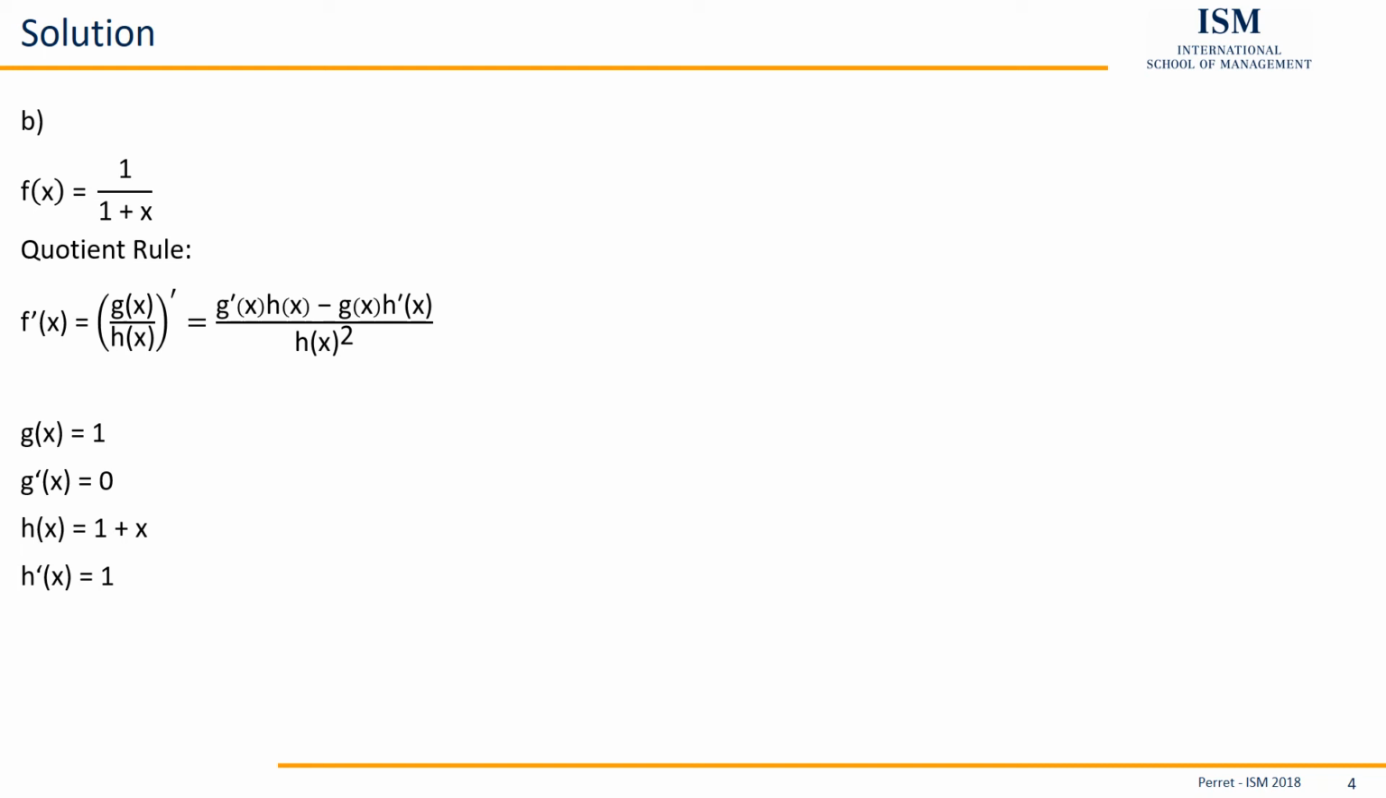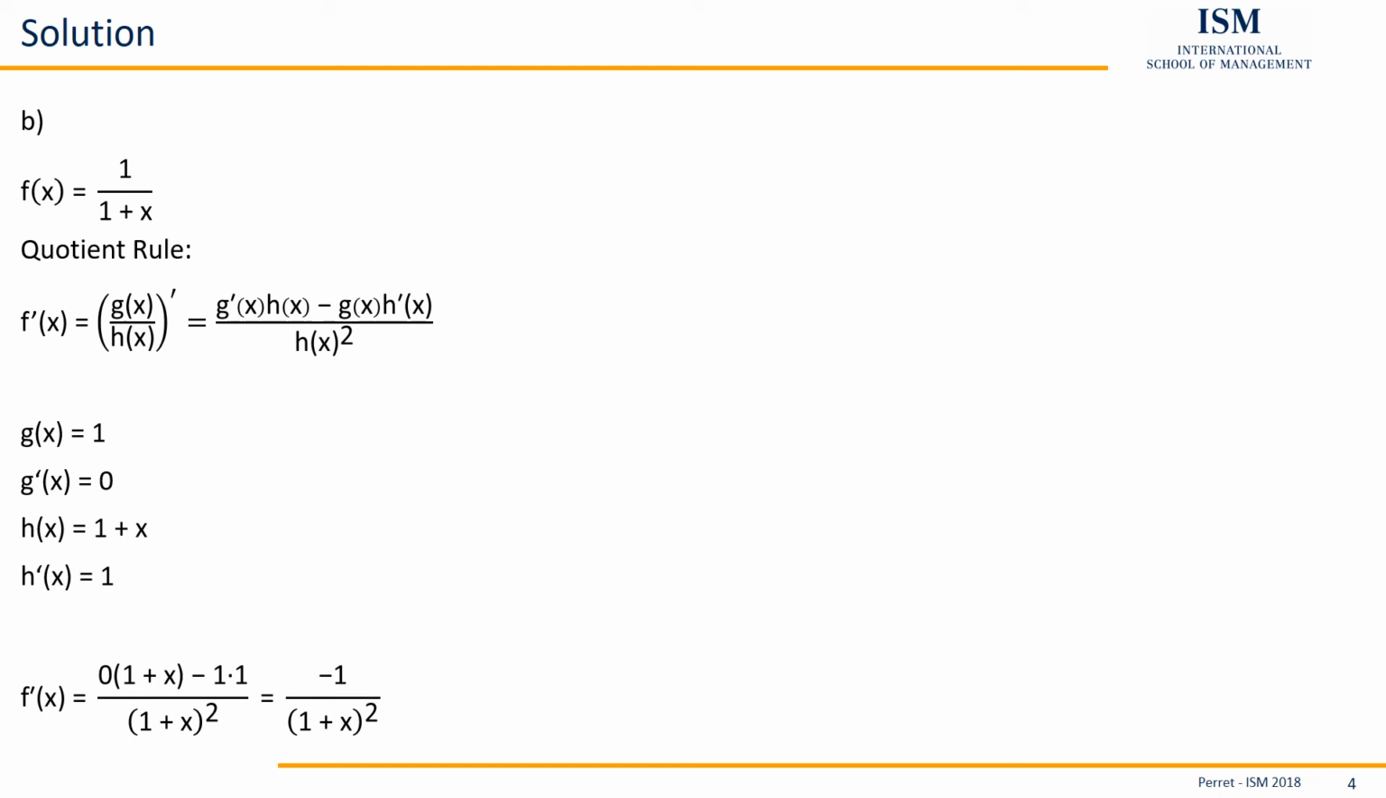Then we can just combine these parts, giving us, first off, the derivative of g times h, so 0 times 1 plus x, being 0, minus g, so 1, times the derivative of h, also 1. So we have 0 minus 1 times 1. So above the fraction line we have minus 1. And below, that's h squared. So here 1 plus x in parentheses to the power of 2. Looking as follows.